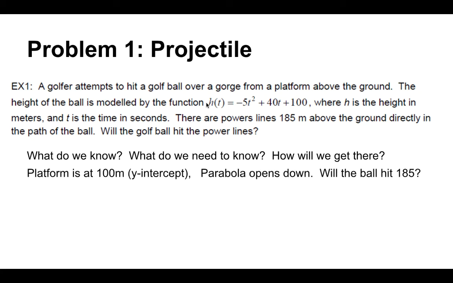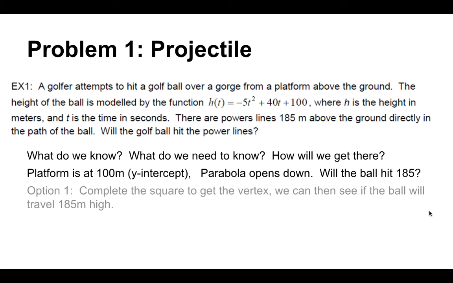So the platform, we get the y-intercept, we know the parabola opens down. We're being asked if the ball hits 185. That's kind of translating the words into just another way of looking at it. And so option one is you could complete the square to get the vertex. So this is where you're thinking about, okay, how are you going to get there? And so you just see if the ball is going to actually go 185. And so if you have the vertex, can you easily figure out if the ball is going to hit 185?